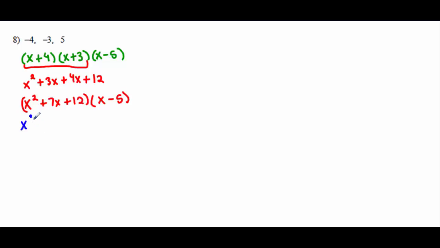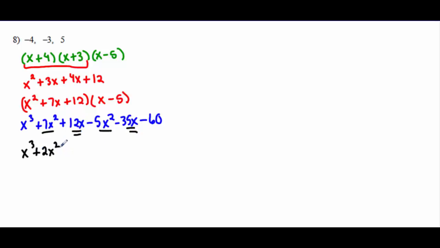So this is x cubed plus 7x squared plus 12x. And then you do -5 times each of these. So -5x squared minus 35x minus 60, and then add your like terms. So x cubed, 7x squared and -5x squared is 2x squared. 12x and -35x is -23x. And then the minus 60 goes at the end, and that's our polynomial.